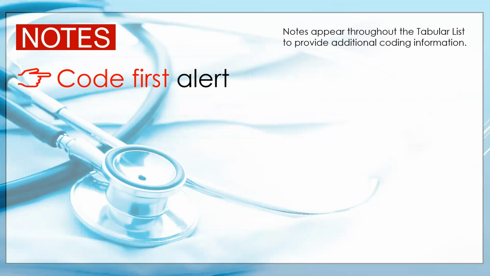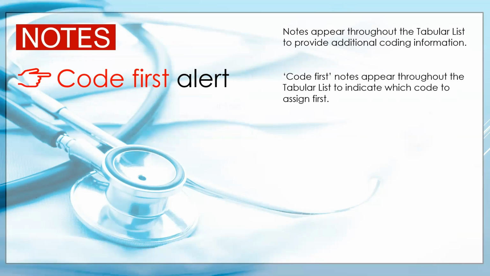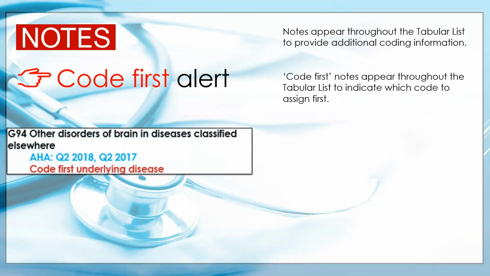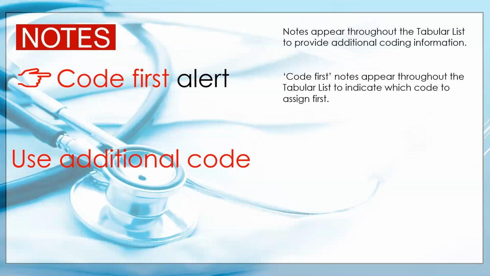The Code First alert will help you to determine which codes should be coded first. Here is one under G94, other disorders of the brain in diseases classified elsewhere. There is a note to code first the underlying disease.